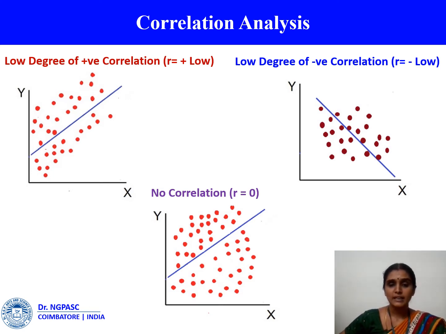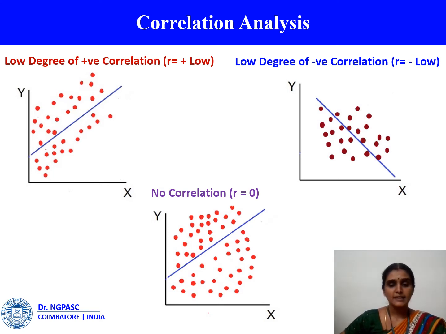In the sixth diagram, it is similar to the fifth one, but the line represented here is x plus y is equal to 0. It is called low degree negative correlation. Here r value lies between minus 0.5 and 0.